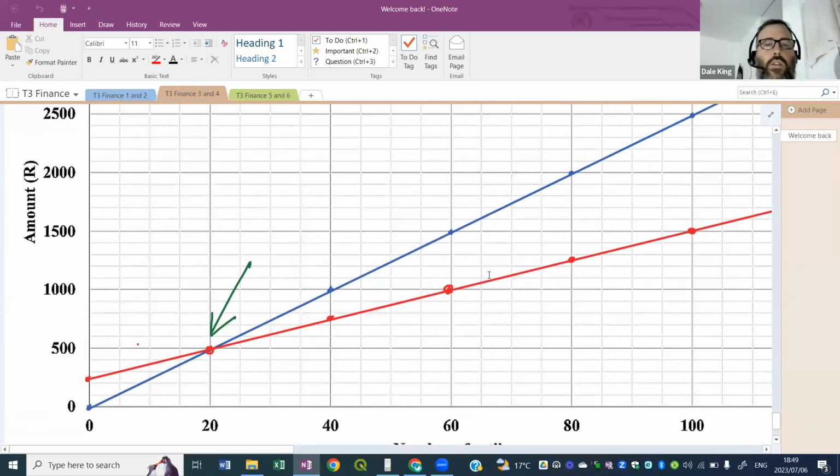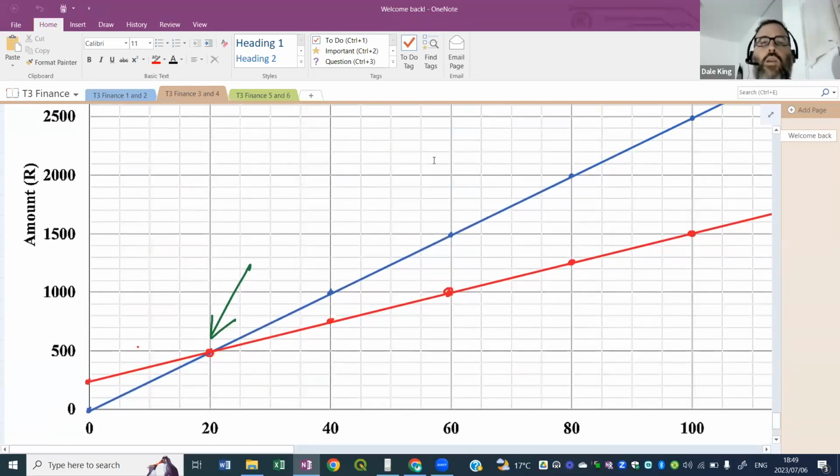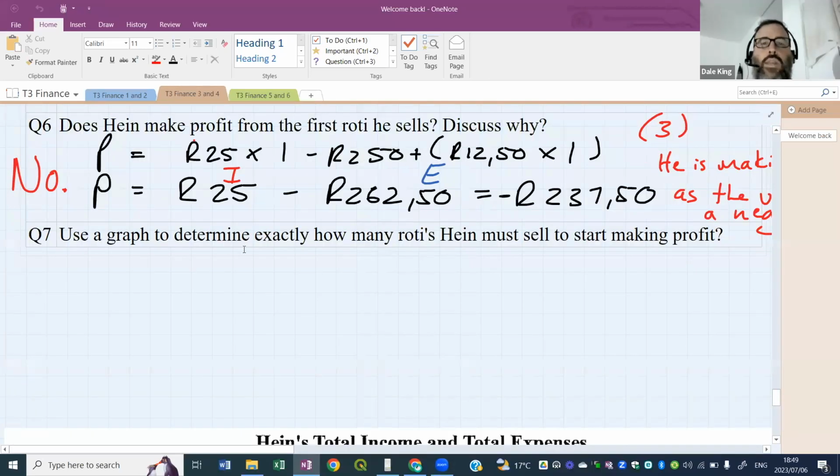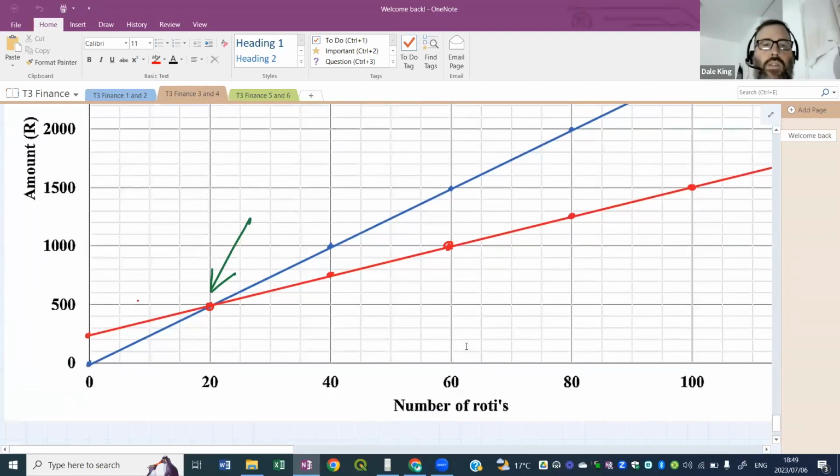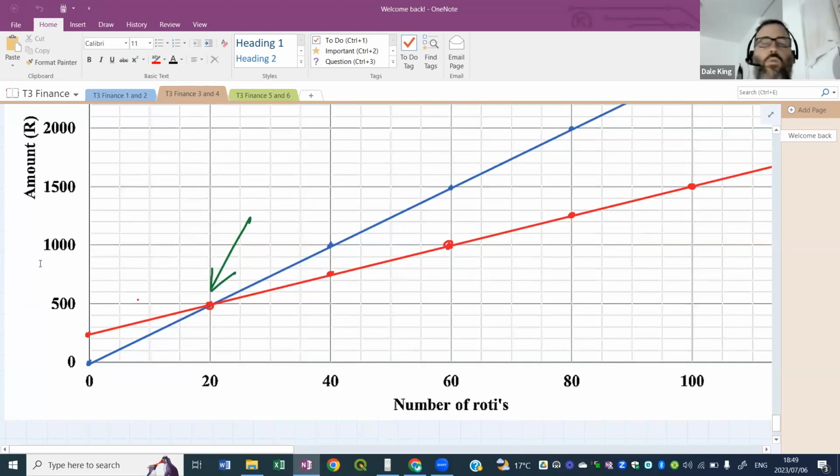How many rotis must Hein make to make profit? Because the question here says, question 7, use a graph to determine exactly how many rotis Hein must sell to start making a profit. How many rotis, ladies and gentlemen, must he start selling to make a profit? Everyone's gone quiet. Anybody?